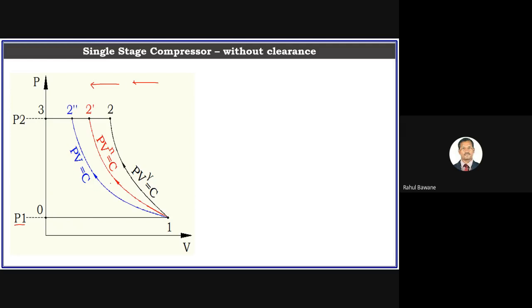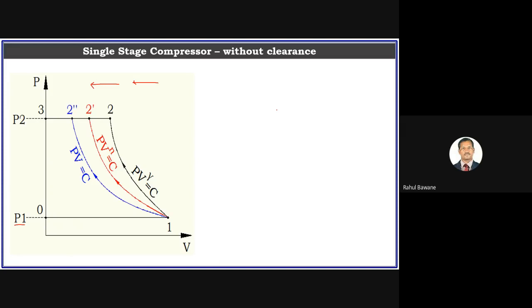So the practically possible process is the polytropic process. So we always get a practically possible compression, that is this red line. This is a polytropic compression and its index is n. So PV raised to the power n equals constant. So always remember, when the value of n lies between 1 and 1.4, then that is the polytropic process. If it is exactly 1, then it is isothermal. If it is exactly 1.4, then it is isentropic. But in between 1 and 1.4, the process of compression is polytropic.